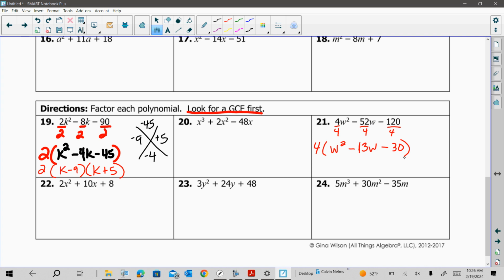So now we're trying to factor the -30 with the sum of -13. Not -10. -15 and 2, yes. All right, so the 4 remains on the outside of the parentheses, this would be 4, W minus 15, and W plus 2.